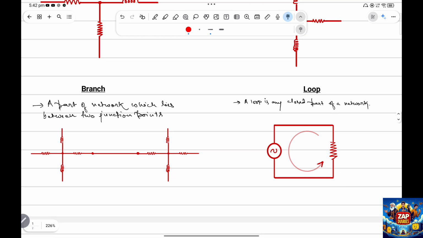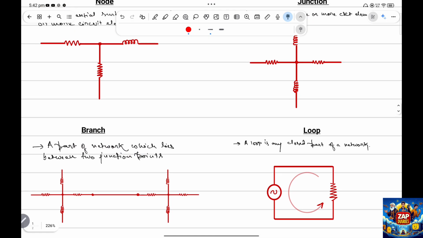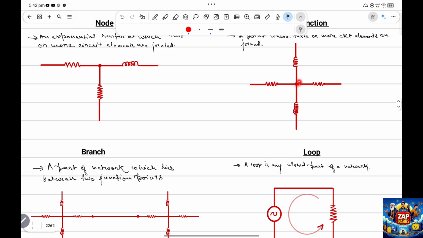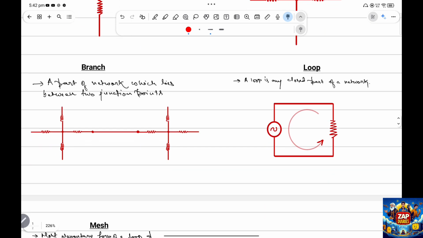Coming to the branch, what is a branch in a circuit? It's a part of a network which lies between two junction points. You see we have a junction over here where more than three, or you say four, elements are joining. We take two such junctions, and the part which is connecting these two junctions, this section, we call a branch.